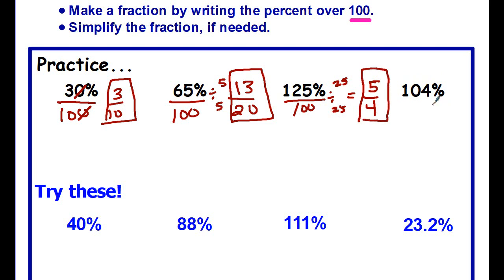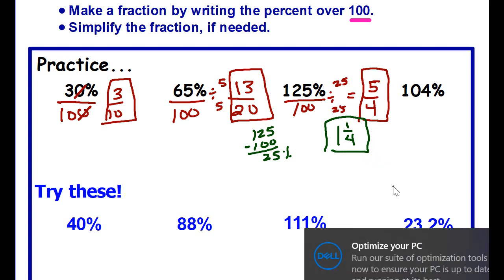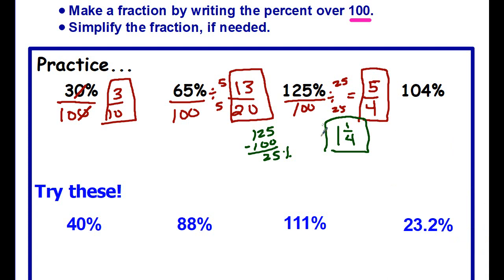So that's one way. The other way is you can take this 125%, let me change the color here, and you can say, okay, 125%. I can take away 100%, that's 1 whole. And that leaves me with 25%. And 25% I know is 1/4. So 1 and 1/4. These are both equivalent. They're the same amount. One is just written as improper, and the other is written as a mixed number.